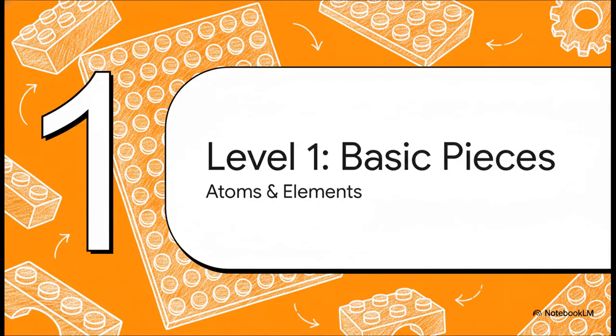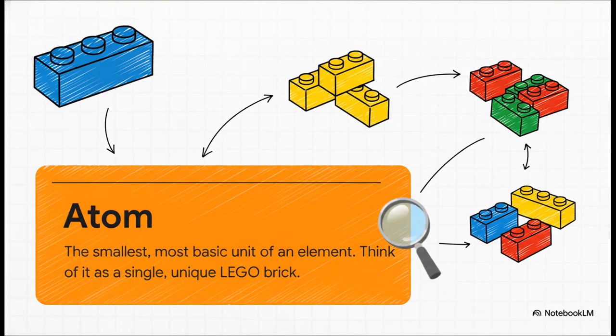All right, so every good construction set starts with the most basic pieces, right? The individual bricks. For us, that's level 1, getting to know atoms and elements. So, the single most fundamental piece in our entire kit is the atom. The easiest way to picture it, it's like one single Lego brick. It's the absolute smallest possible unit of a substance you can have. You just can't break it down any further than that.